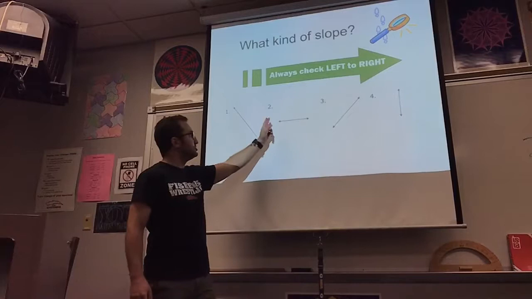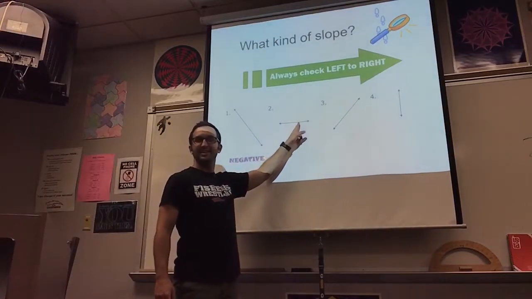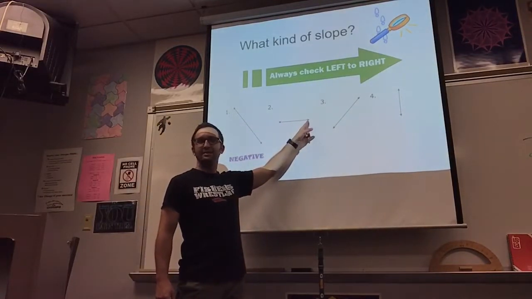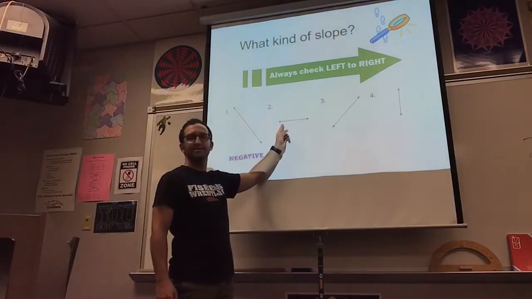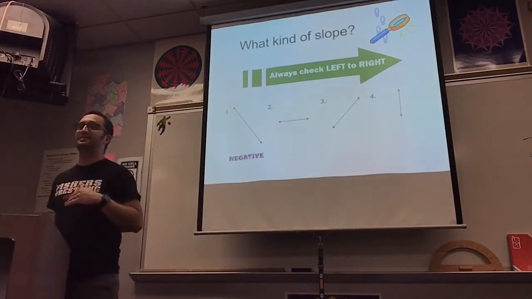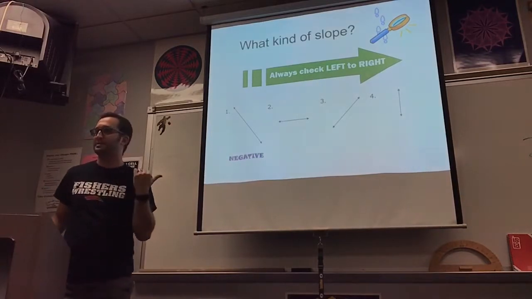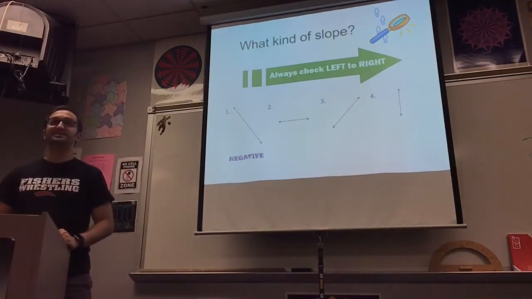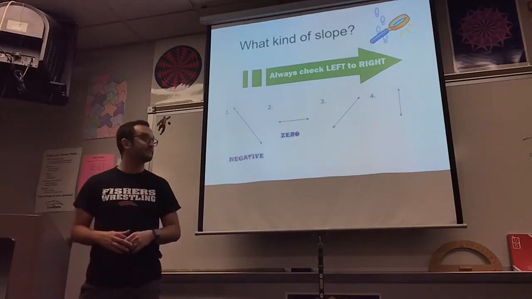What's happening to this line as you go left to right? It's staying flat, which means it's not doing what? It's not changing. It's not going up. It's not going down, which means it's not changing at all. So what slope is that? Zero slope. It's not changing.